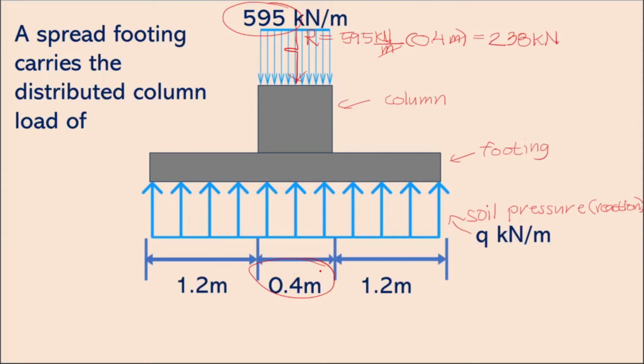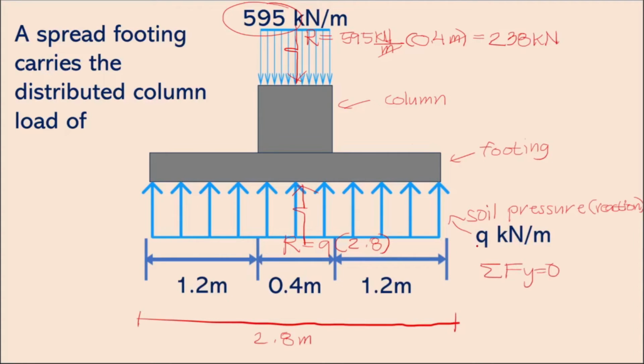Yan. And then diba, yung soil pressure natin will also have a resultant. Now that will be Q times this whole distance. And so meron tong resultant dito. And then this is Q times 1.2 plus 0.4 and then plus 1.2. Or you can also say that this is 2.8. Now let's just use 2.8. So we have 2.8. And so summing up forces vertical, we have, diba, ito saka ito, they are acting at opposite directions. And so we can just equate the two. And so we have 238 is equal to Q times 2.8.